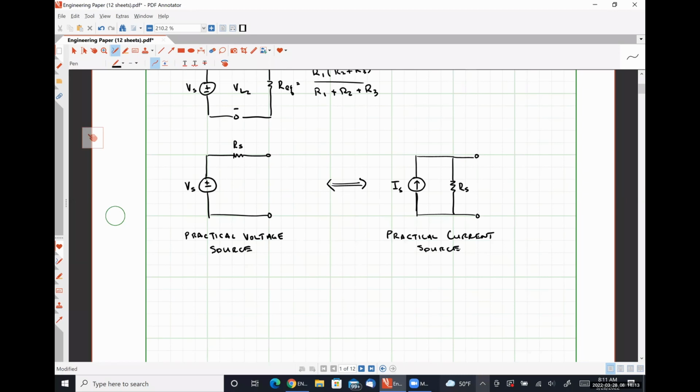Actually, before we even do that, I want to point out one thing that's very important here. The value of the resistor RS in both cases must be the same, okay? So the RS in the practical voltage source, let's say that it were a 5 ohm resistor, the RS in the electrically equivalent practical current source would also have to be a 5 ohm resistor, okay?